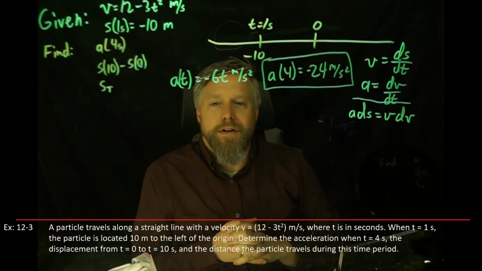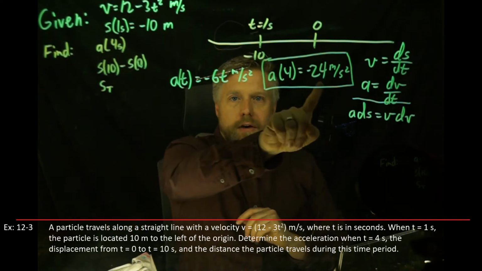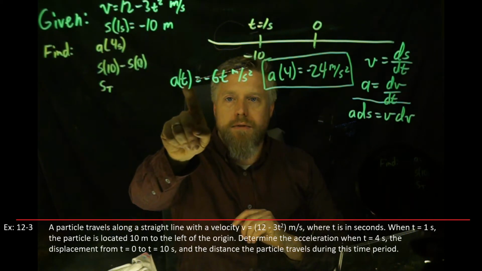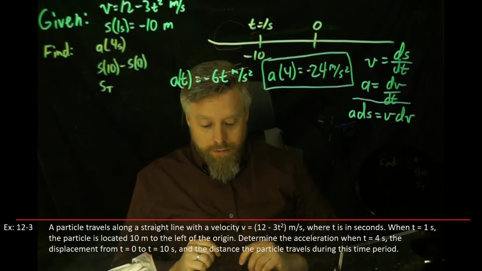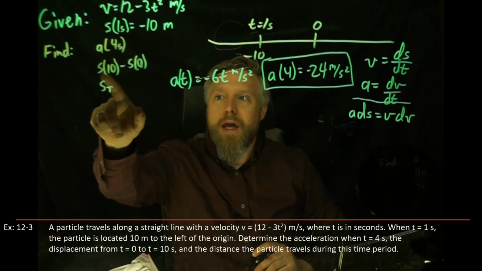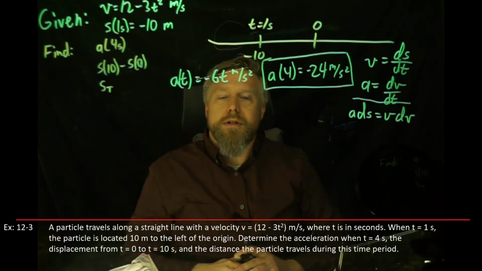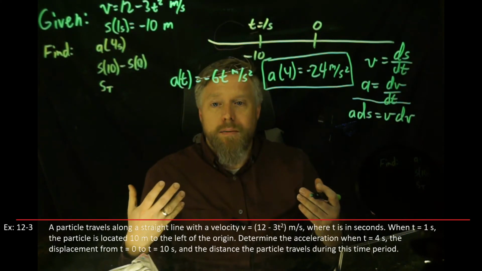Okay, to give myself a little extra room, I just erased the board and I put the two things we found right here. We've got the acceleration with respect to time is -6t, and we've got the acceleration at 4 seconds, -24. Okay, next step. We need the position, which is s, at 10 minus the position at 0. Well, we need a position equation for that. How are we going to find a position equation?